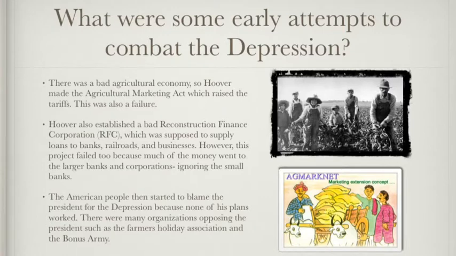The American people then started to blame the president for the Great Depression because none of his plans were working. There were many organizations opposing the president, such as the Farmers' Holiday Association and the Bonus Army. The Farmers' Holiday Association was basically a farmer strike, which blocked several markets from receiving farm products. The Bonus Army was a group of veterans who had a violent protest where they marched into Washington and demanded bonuses.